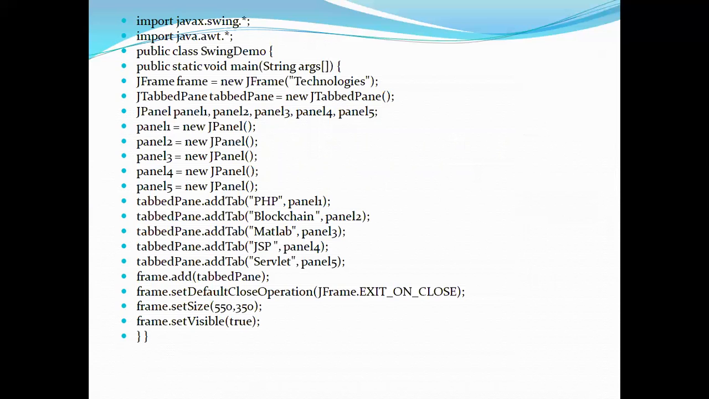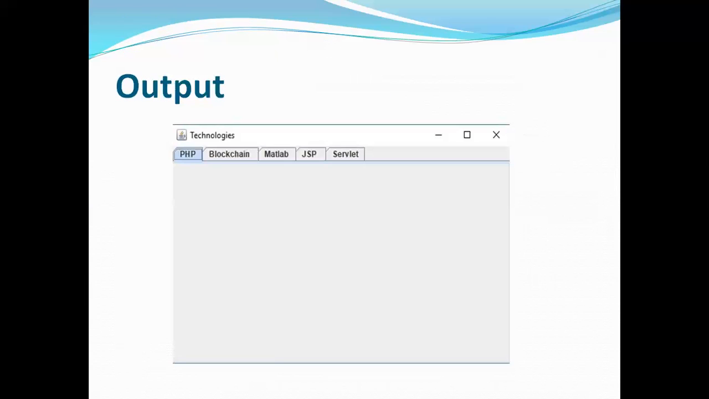First we'll see the output, then it is easy to understand. So I've created a frame called technologies. Now inside that I have included 5 tabs. The 5 tab names are PHP, blockchain, MATLAB, JSP and servlet. So these are my 5 tabs. Now to include these 5 tabs, we'll write a program. Let's see that.